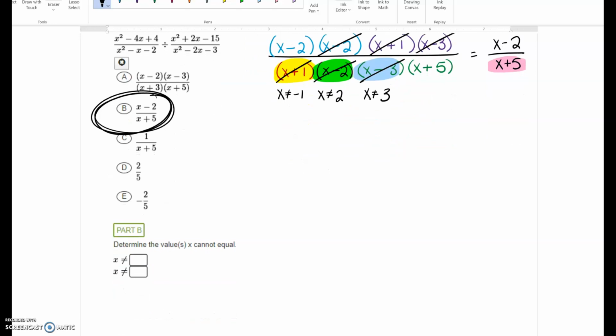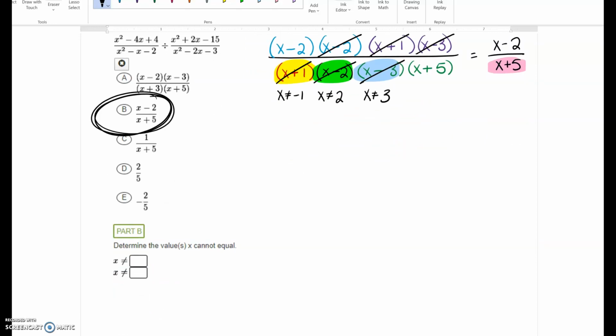And I just realized that there's a mistake on this practice test because there's only 2 things for you to enter here. I will make sure on the actual test that you have enough boxes to type all of these in. X can't equal -1, x can't equal 2, and x can't equal 3.